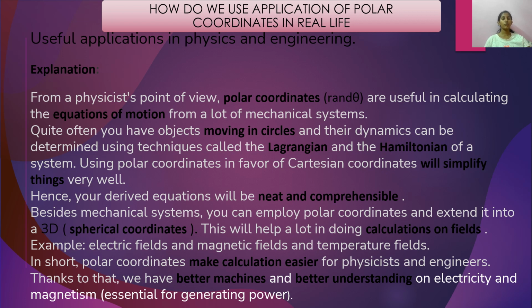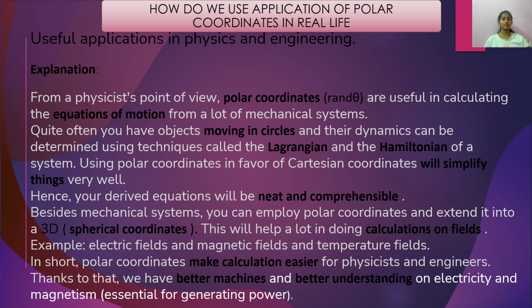Quite often you have objects moving in circles, and their dynamics can be determined using techniques called the Lagrangian formulation of a system. Using polar coordinates in favor of Cartesian coordinates will simplify things very well. Hence, your derived equation will be neat and comprehensible.